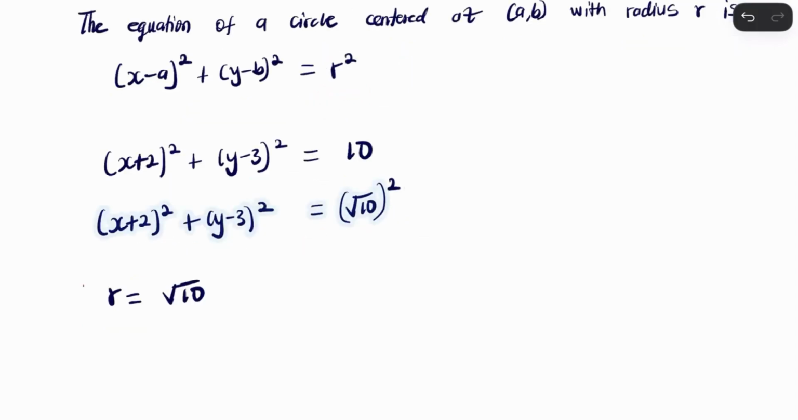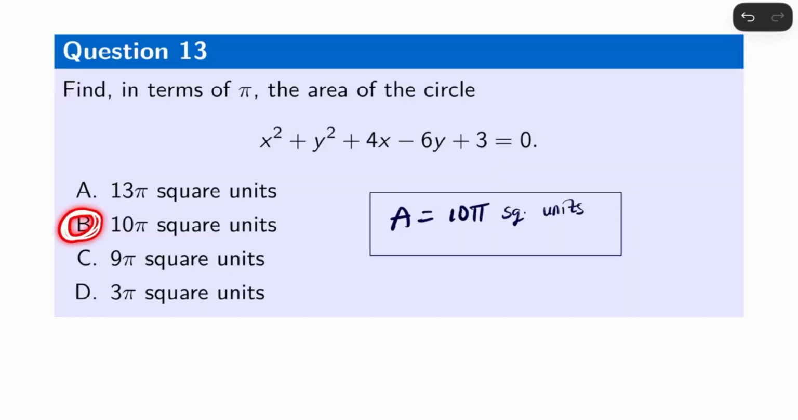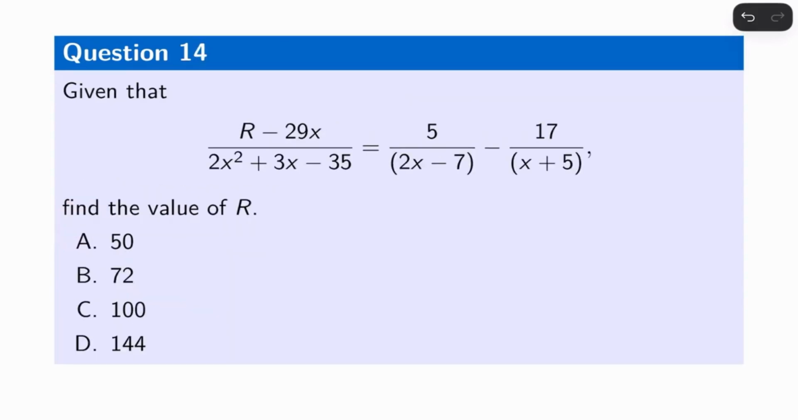So once we have our radius, we know that the area of a circle is given by πr². So we have π, the radius is the square root of 10, then we square it. Thus, the area of the circle is equal to 10π square units. Thus, the correct option is option B.